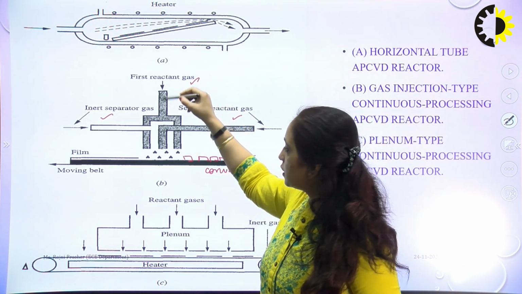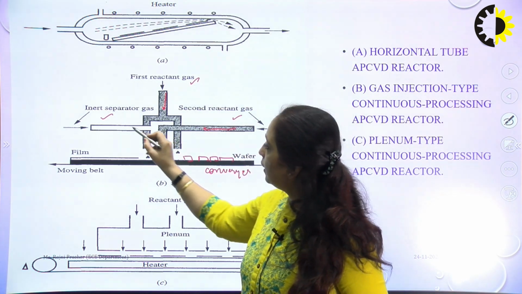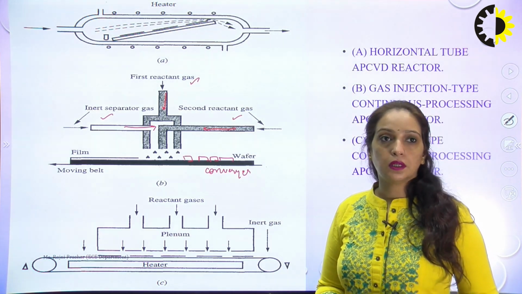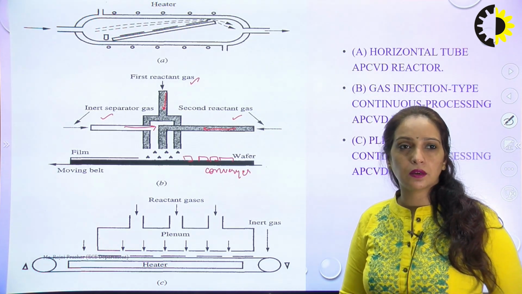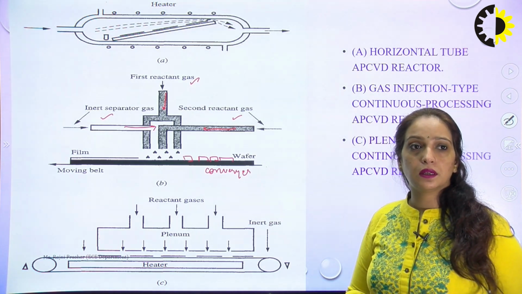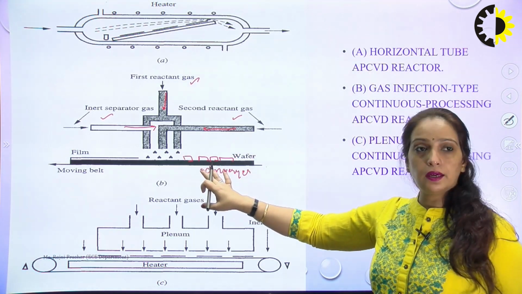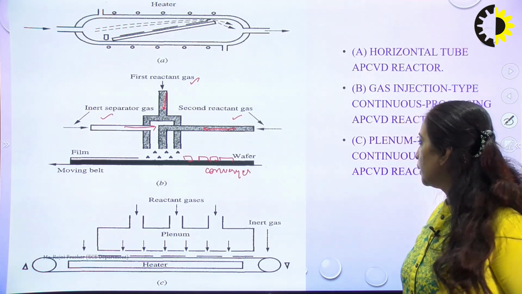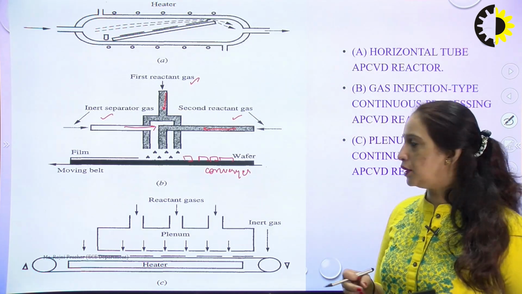The first reactant gas will be passed from this side, the second gas will be passed from this side, and we know that inert gases are used to control the involvement of contamination particles, right? Inert gases, argon or something like that, are used inside the reactor so that oxygen does not react with the substrate and form unnecessary oxide layers, right? So they are also used to control the contamination particles.